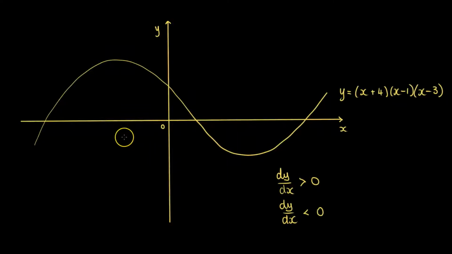So here I have a cubic graph. It's the graph of y equals (x plus 4) times (x minus 1) times (x minus 3). I've written it over here for you to see. So let's talk about increasing and decreasing parts of this graph, or increasing and decreasing functions.